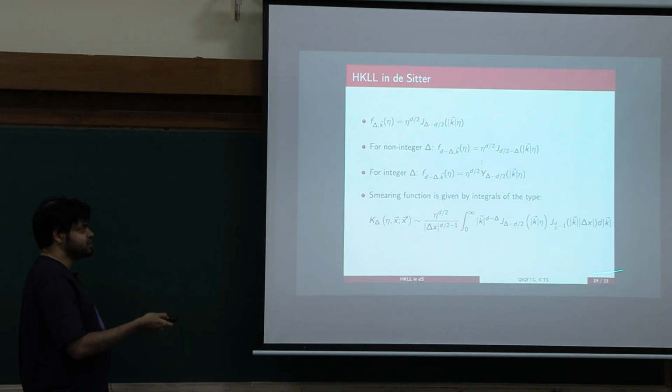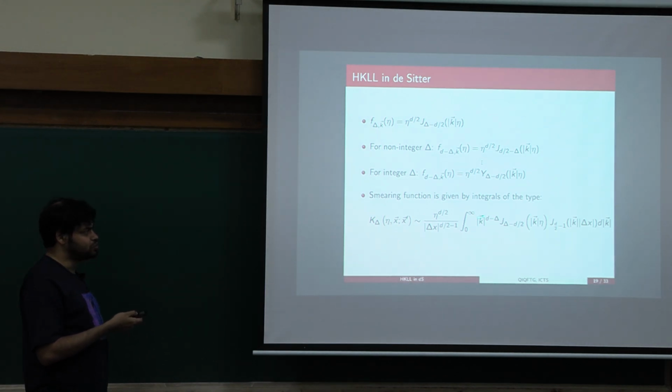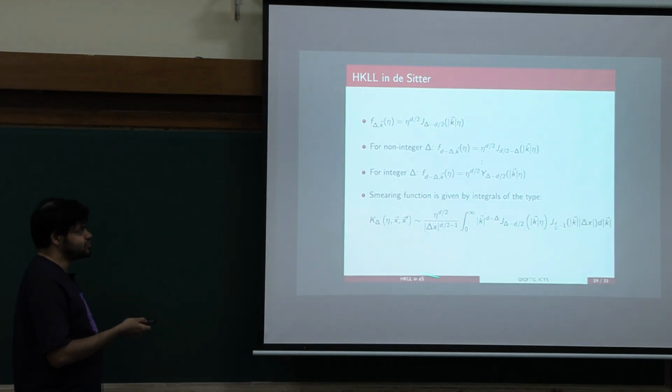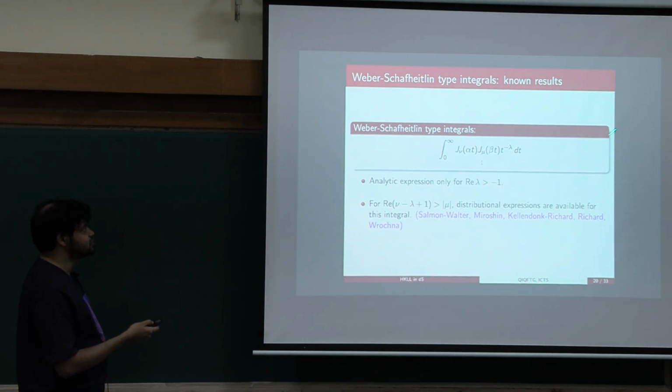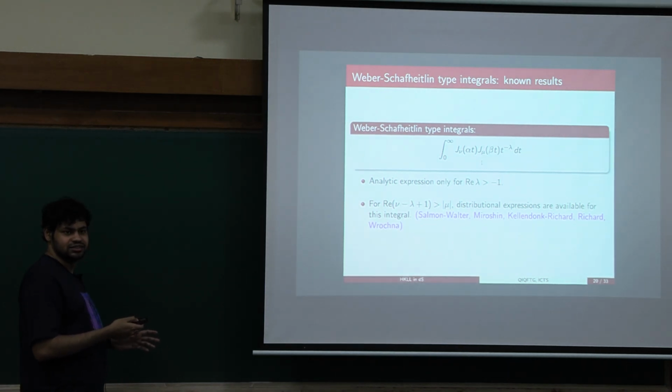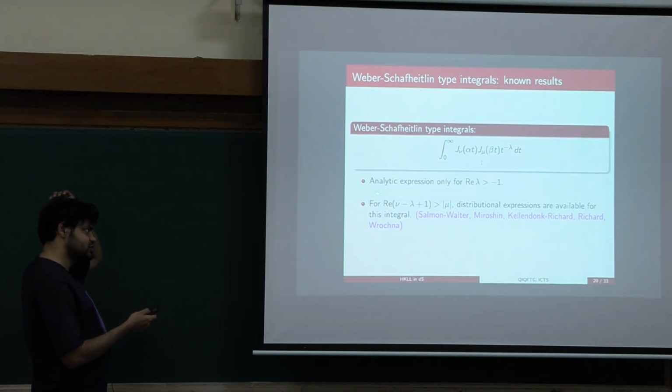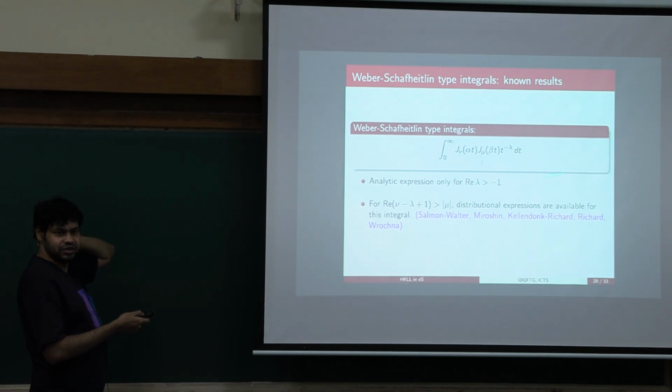And then the smearing function reduces to some integral like this, where you have some kind of product of these Bessel functions, modified Bessel functions, and you have this kind of polynomial power here. So this is the kind of integration you end up with. And the reason I'm showing this is that this kind of integration was well known to mathematicians. They are called Weber-Schafheitlin type integrals, and there are some known results for this. The known result is that these integrals only have an analytic expression in this kind of parameter range.